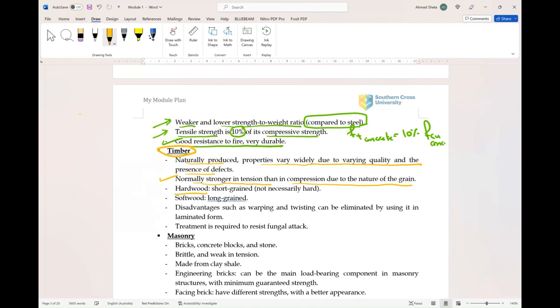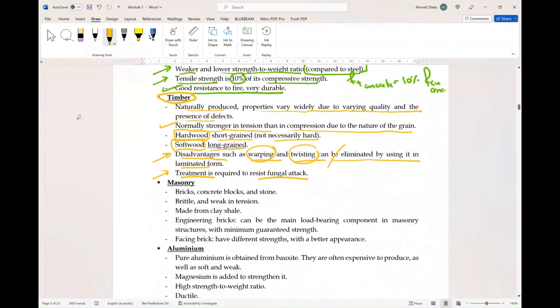We have two types, hardwood and softwood. Hardwood is short grain, not necessarily hard. Softwood is long grain. The disadvantages of timber are warping and twisting, but these can be eliminated by using it in laminated form. Another issue is that we need treatment to resist fungal attack.